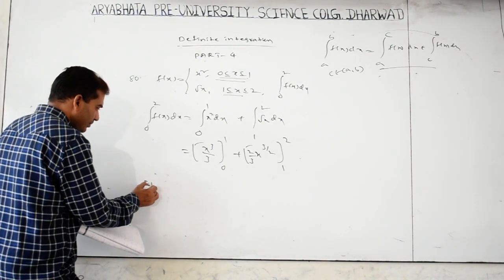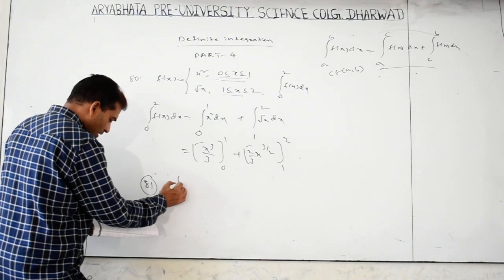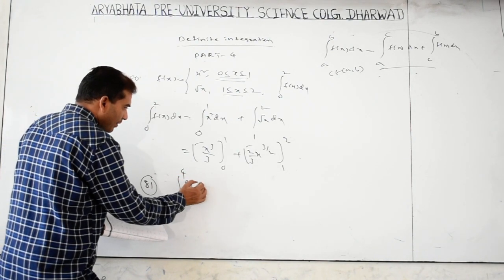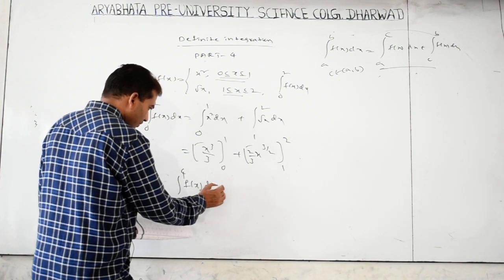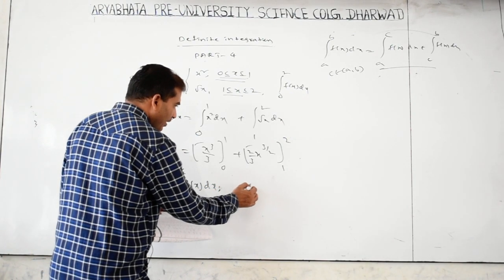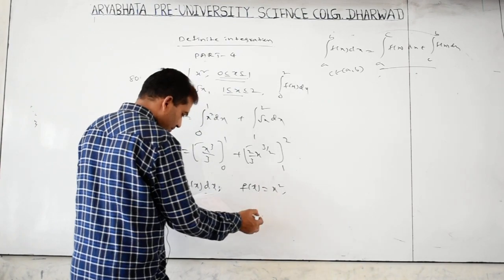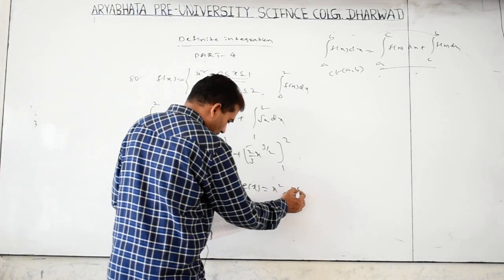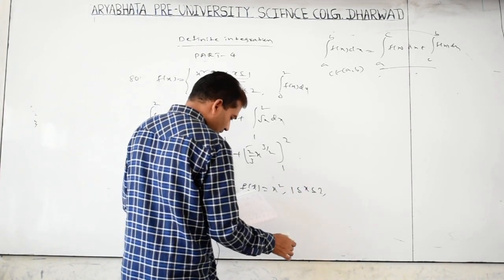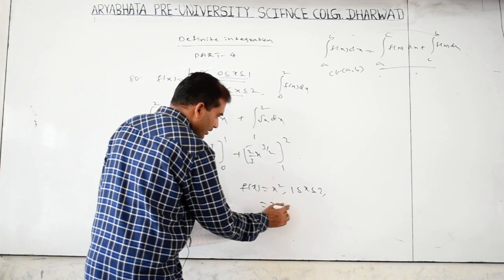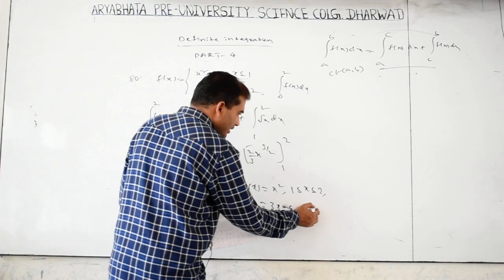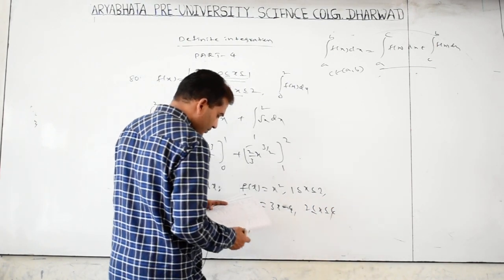Next 81. Integration of 1 to 4 f of x dx. Let us find where f of x equals x square, which lies between 1 less than x less than 2. F of x is equal to 3x minus 4, which lies between 2 less than or equal to x less than or equal to 4.